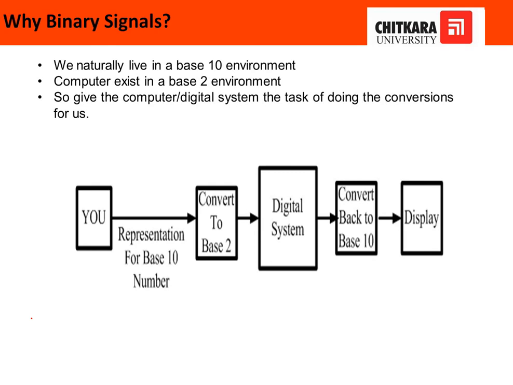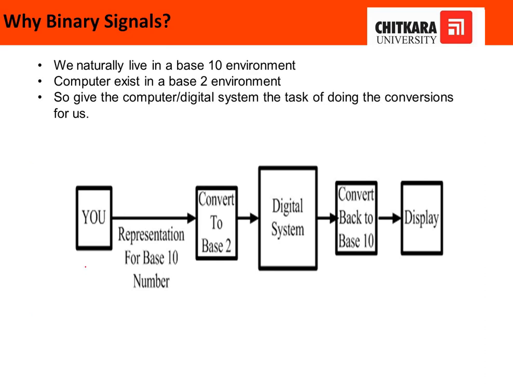In order to understand this, let us take an example. If a Chinese person wants to communicate with a Japanese person, then they need a translator because they don't understand each other's language. So we need a translator which converts Chinese into Japanese and Japanese into Chinese. The same happens in the digital world.